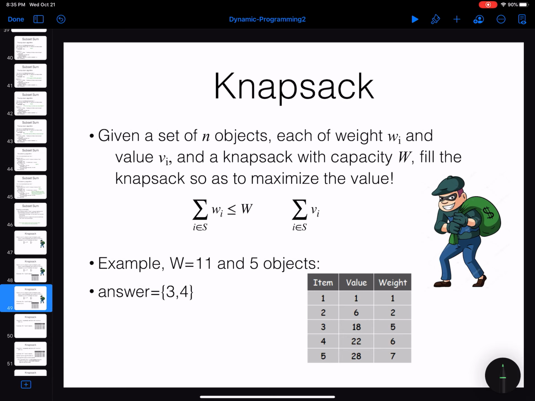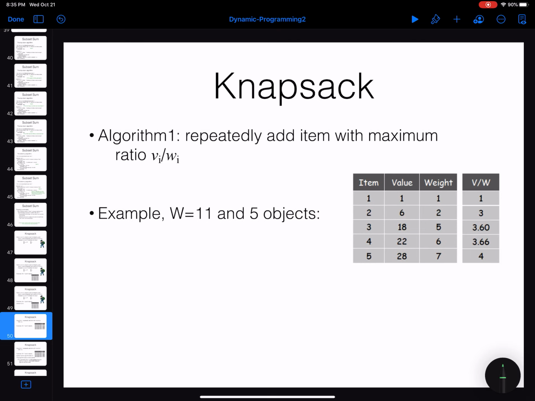If you search and look at all the items, you can see that if I take items 3 and 4, the summation of the weights is going to be equal to 11, and it is going to give me the maximum value, which is 40. So how can I actually solve this problem?